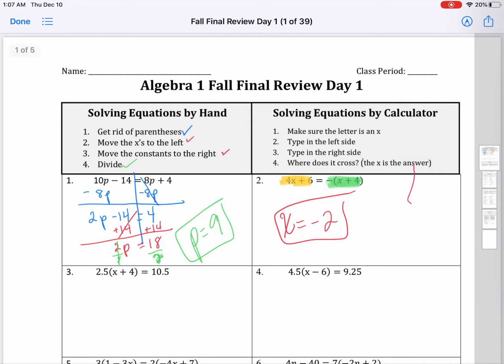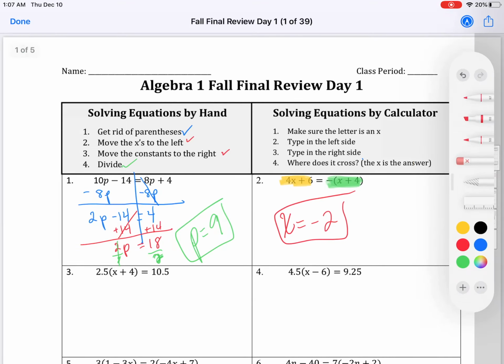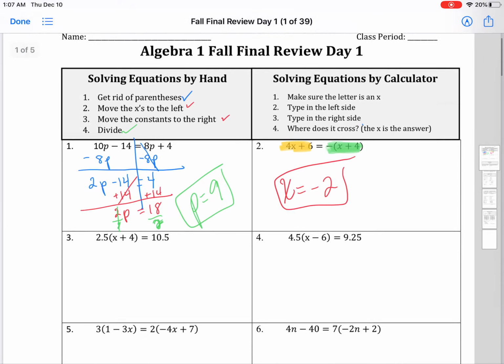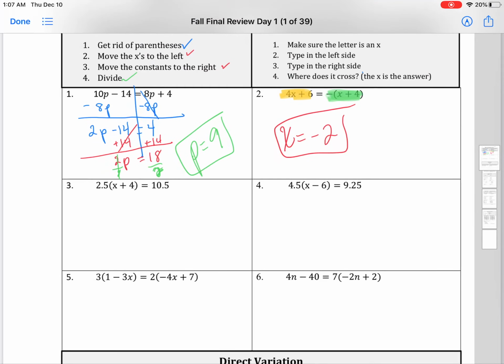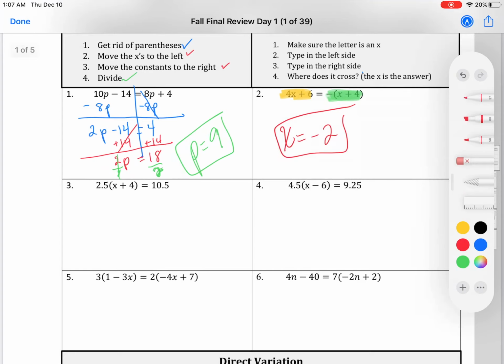Not too bad. We do one by hand and one with Desmos, and then you can pick which way you like more for the last ones here. So let's look at number 3. I'm going to erase my check mark so we can try it again. Number 3, step 1, get rid of parentheses. The way that we get rid of parentheses is we multiply, or distribute, to both terms.